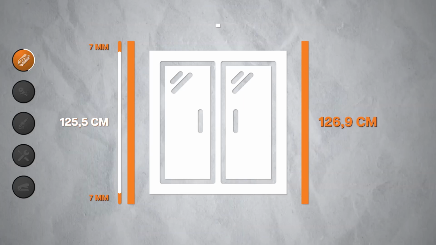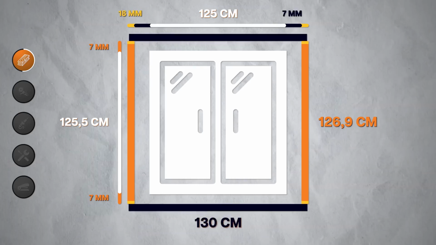My window is 125 centimeters wide. I need to leave at least 7 millimeters of clearance on the left and right. I also need to take into account the width of the vertical oriented strand board panels that will be placed between the horizontal oriented strand board panels. So I need to add 18 millimeters to the left and right, so my oriented strand board tunnel will need to be 130 centimeters wide.